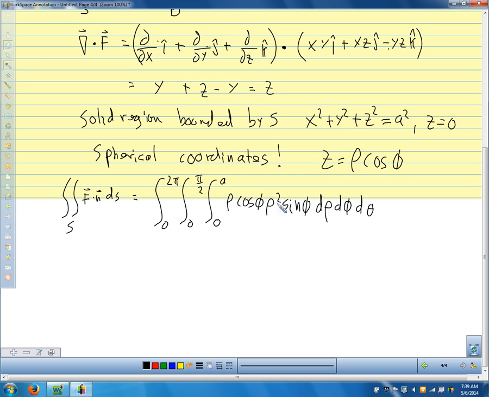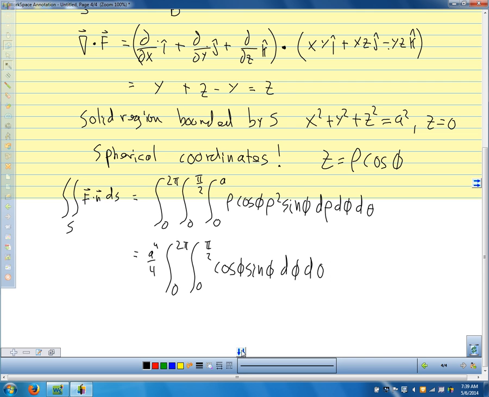So I end up evaluating my rho integral, which is just rho to the third. So I get rho to the fourth over 4, evaluated from 0 to a. So I end up with a to the fourth over 4 from my rho integral. And we're going to evaluate our other integral, phi from 0 to pi over 2. And I have a cosine phi sine phi d phi d theta.